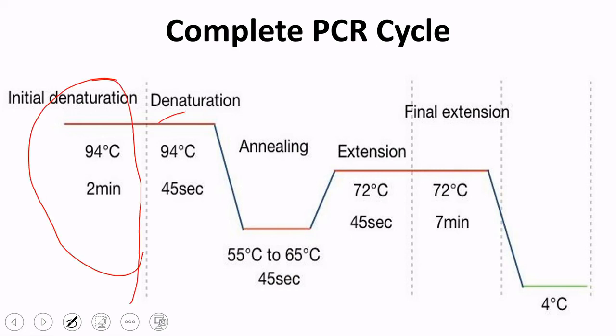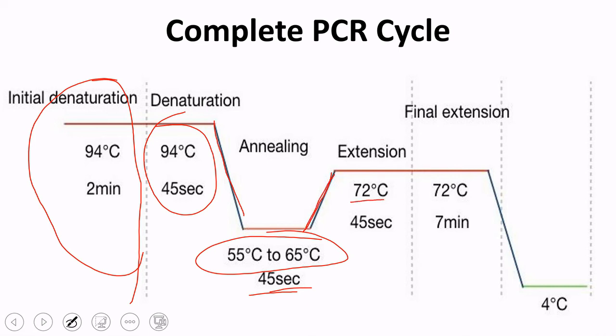So the DNA will be denatured at roughly 94 degrees centigrade for 45 seconds. Then we are going to decrease the temperature to 55 to 65 degrees centigrade for the annealing of primer. The time duration is 45 seconds. Then the temperature will be raised slightly to provide the optimum temperature for DNA polymerase for the extension or elongation. So the temperature will be 72 for 45 seconds.